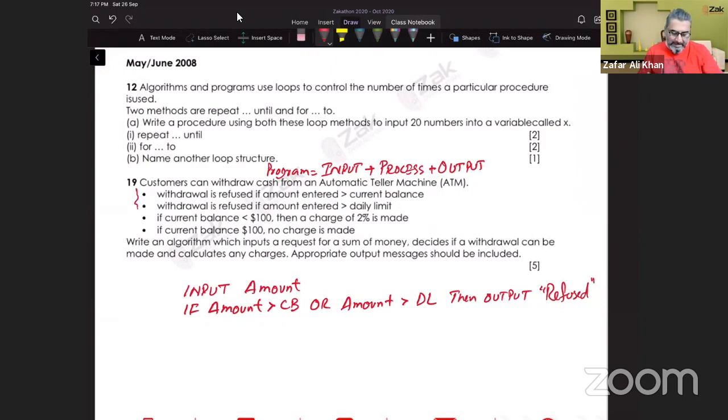If current balance is less than 100, then a charge of 2% is made. 2% of what? The amount that you want to withdraw. So if current balance is less than 100, then current balance is equal to amount multiplied by 0.02.